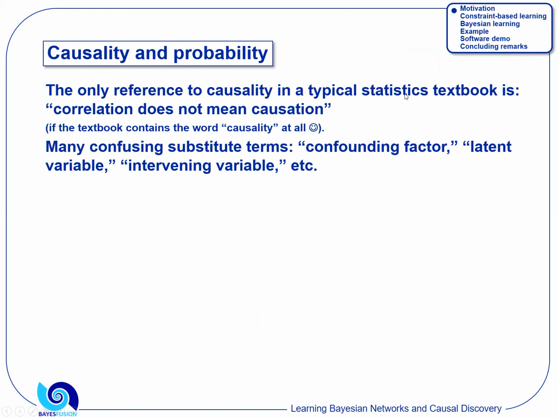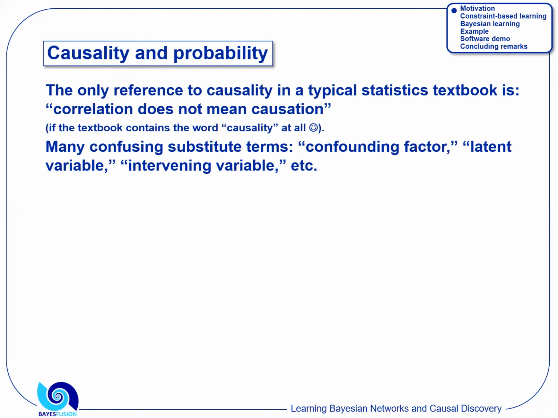Causality and probability, I mentioned that already in the first session. Typical statistics textbooks have this sentence, correlation does not mean causation. If at all, they use the word cause. That is changing. Even in the 1990s, I've seen at least one textbook where there were a couple of pages devoted to causality. Not enough, not a lot, but a couple of pages.